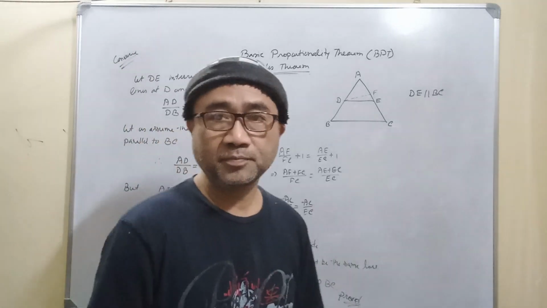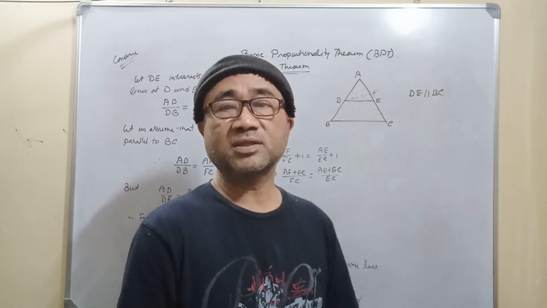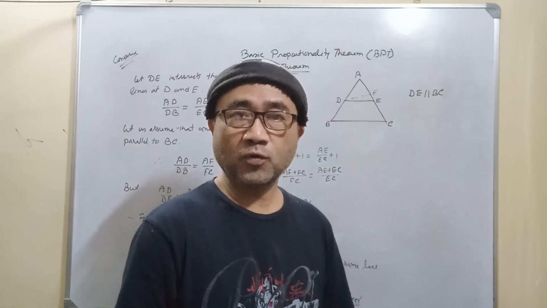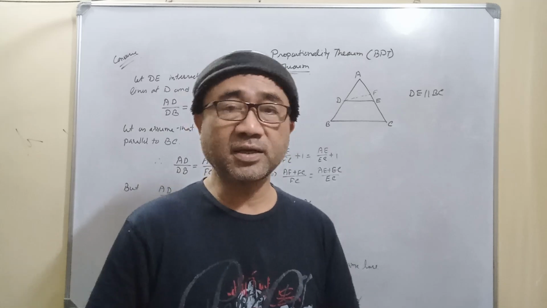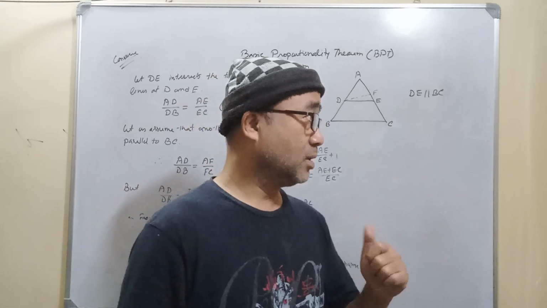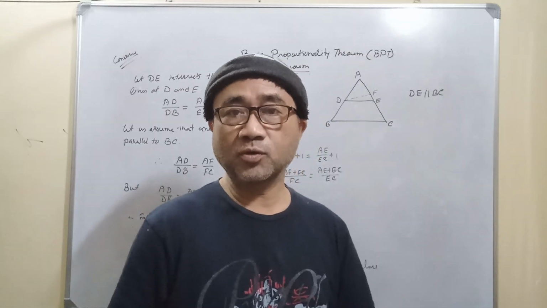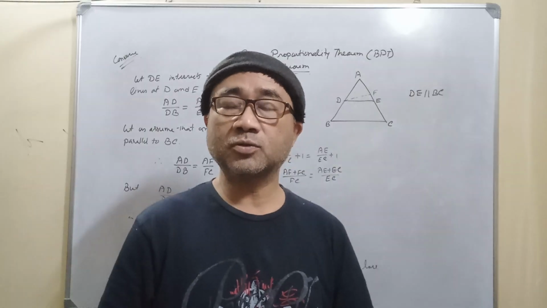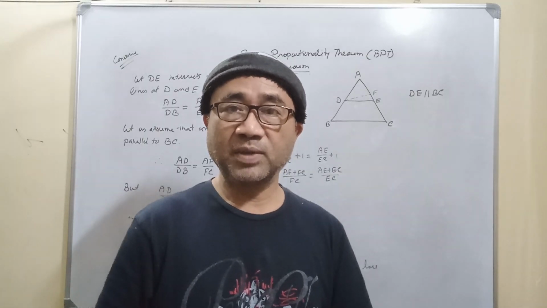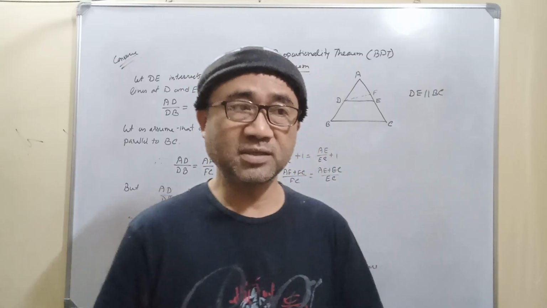Okay, and we will also discuss other similarity criteria for triangles, because these similarity criteria are derived from the BPT, the Basic Proportionality Theorem. So we will discuss that also, and we will also do some problems based on similarity criteria. Okay, so let us stop today.